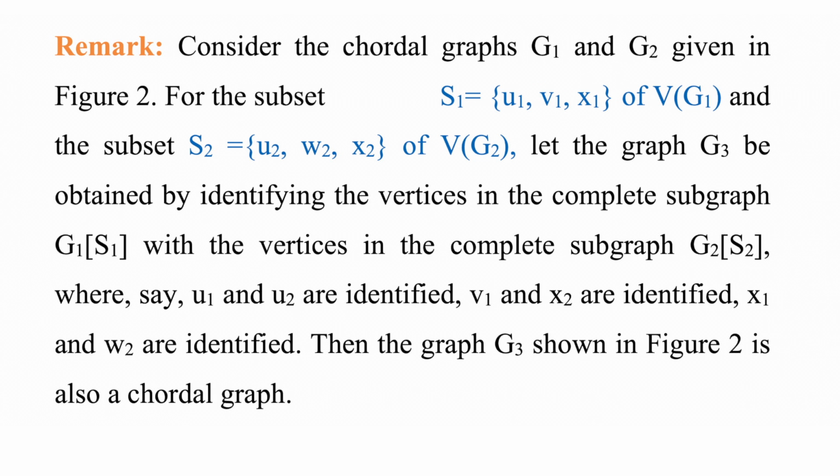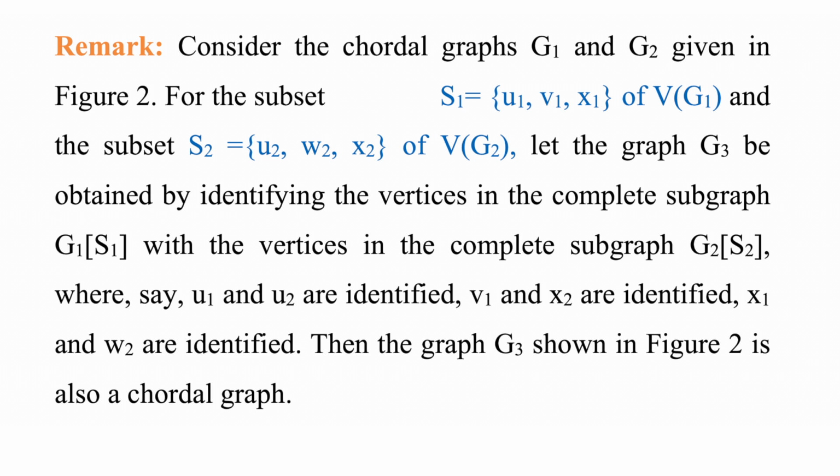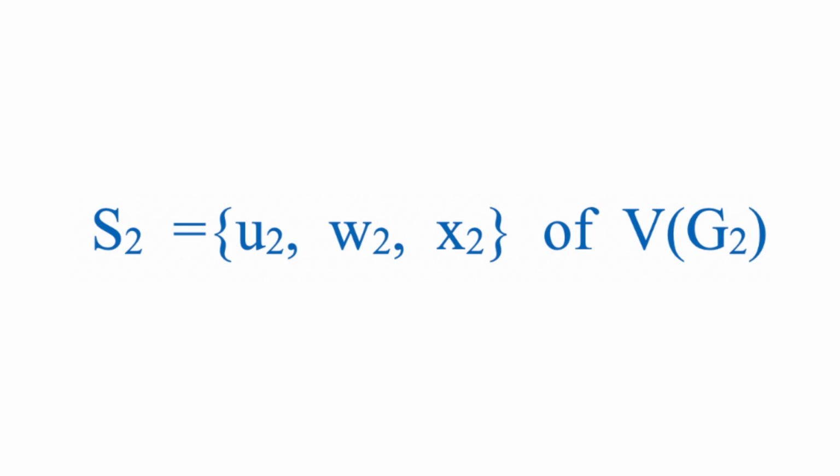From Theorem 1, one may deduce that every connected chordal graph can be built by pasting together complete graphs in a tree-like fashion. Now, let us see the following remark. Consider the chordal graphs G1 and G2 as shown on the screen. For the subset S1, consisting of U1, V1, X1 of V of G1, and the subset S2 consisting of U2, W2, X2 of V of G2.